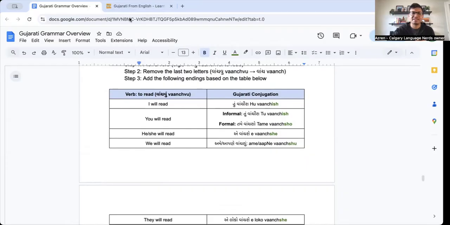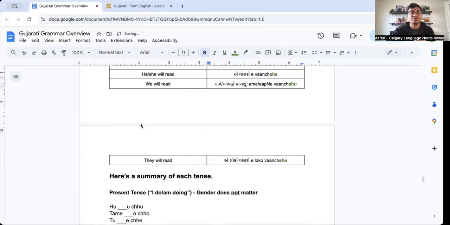It is worth noting that for these future tense ones, all of these SHs, vanchish, vanchish, vanchsho, all of those SHs could be pronounced as an S. Hu vanchis, tu vanchis, tame vanchso, e vanchse, etc. They can absolutely be pronounced as S's because remember how I told you earlier, H's are dropped in Gujarati very frequently. So if we drop the H, we're left with an S. So that's very common in the Gujarati language.